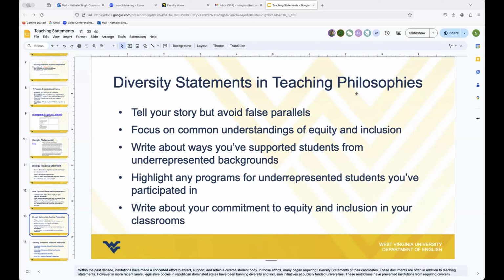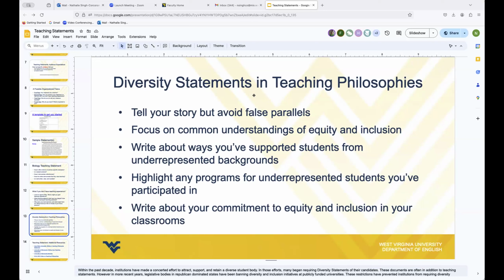It's like Natalie's question about pedagogy. You don't have to have read a lot of the literature or the scholarship on equity and inclusion, but you should be familiar with the conversations in the Chronicle of Higher Education or Inside Higher Ed that speak to this particular issue. You can and should write about ways that you've supported students from underrepresented backgrounds, highlight any program for underrepresented students that you've participated in, and then write generally about your commitment to equity and inclusion in the classrooms themselves. So diversity statements are like a sticky wicket.